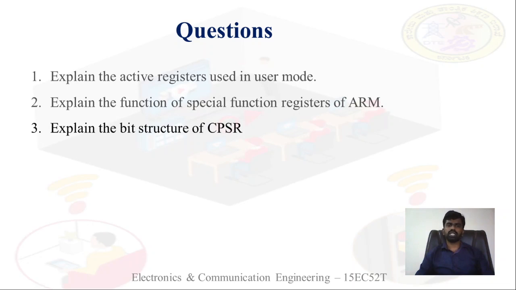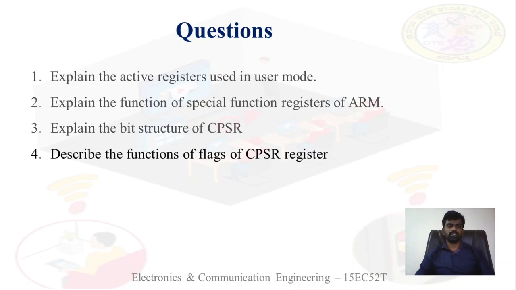Next one is, explain the bit structure of CPSR. You know the bit structure of CPSR. It contains 4 different fields. What are the 4 different fields? Extension field, control field, flag field and another one is status field. With a neat diagram or neat bit structure of CPSR, you need to explain all those fields.